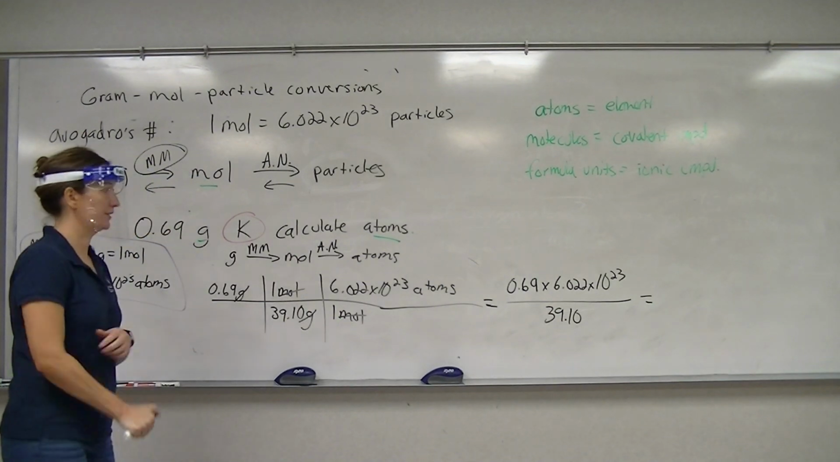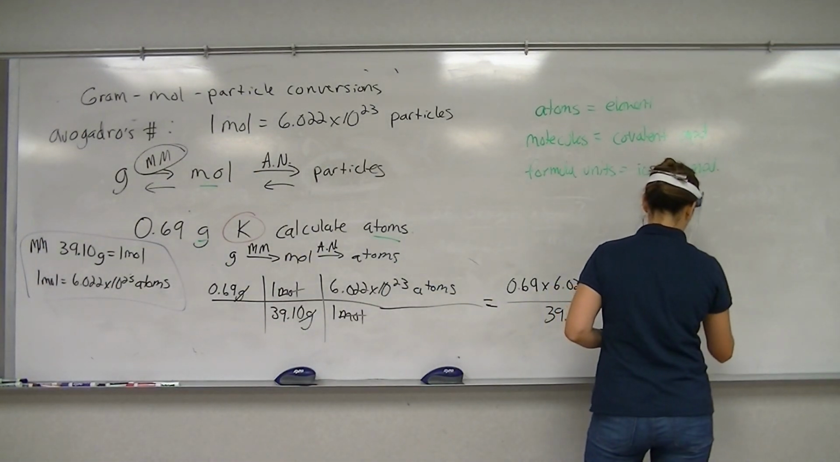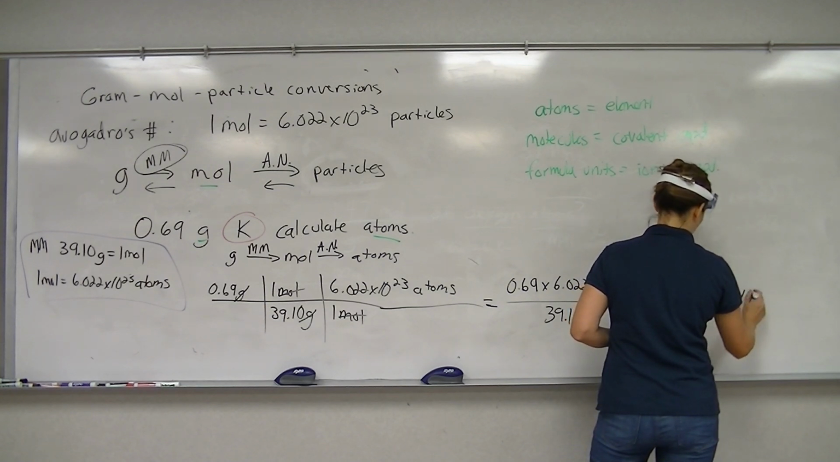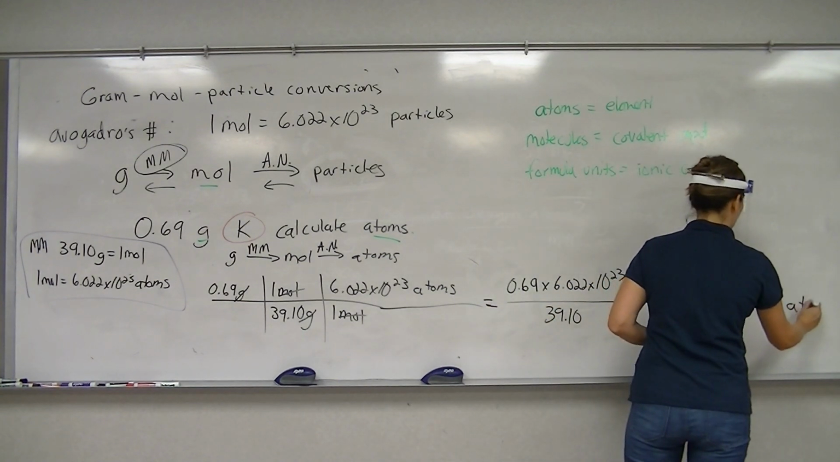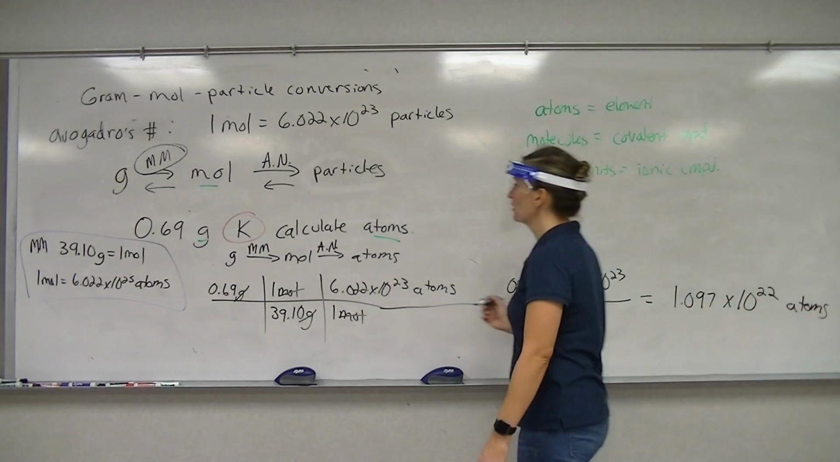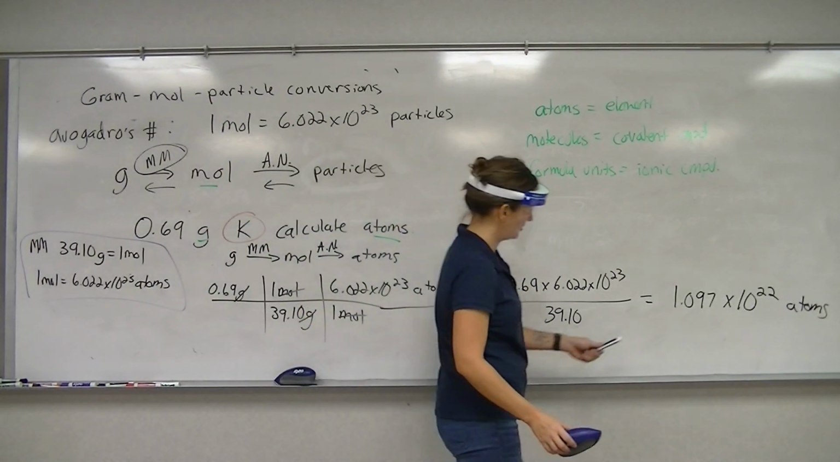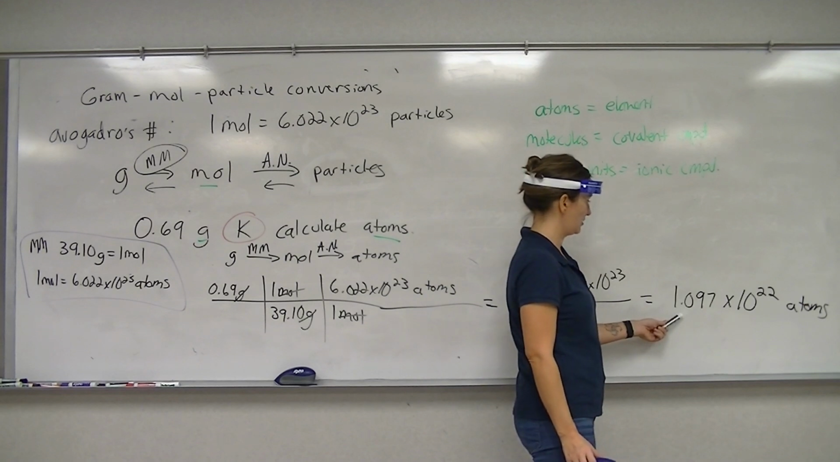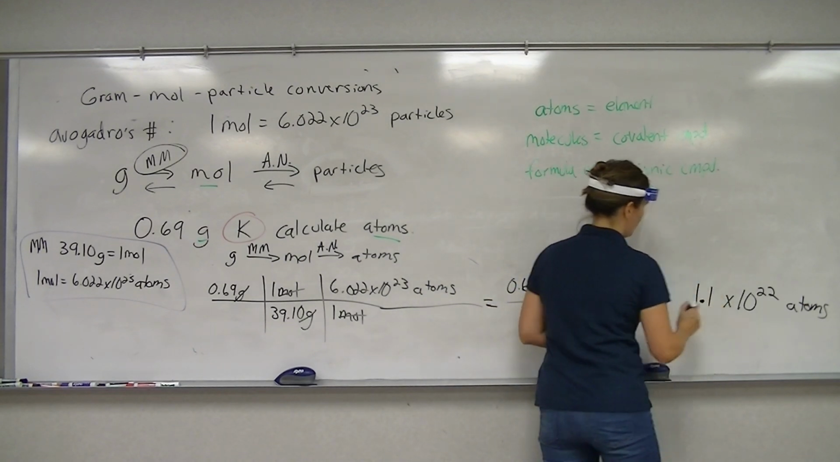It's going to be a big number. 1.097647059 times 10 to the 22nd. Okay, so sig figs. 2. So I'm going to round that up to 1.1, right? 1.1.